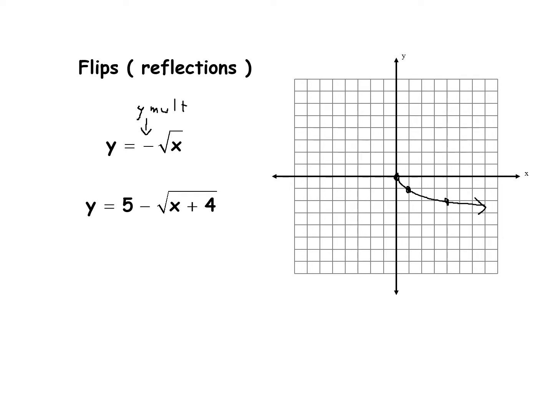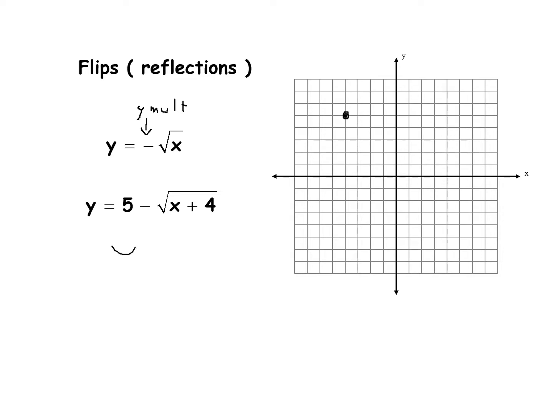Now this one here is going to be the same thing. I'm going to have, let me erase this, a vertical shift of +5, a horizontal shift of -4. So 1, 2, 3, 4, 1, 2, 3, 4, 5. My starting point is going to be here. So I've taken care of my shift.